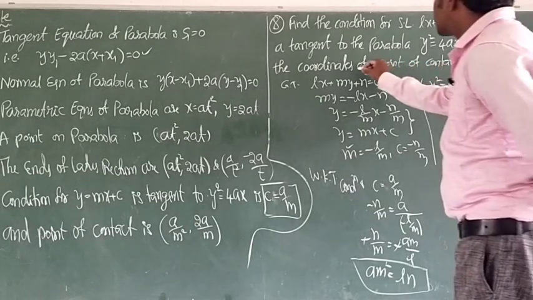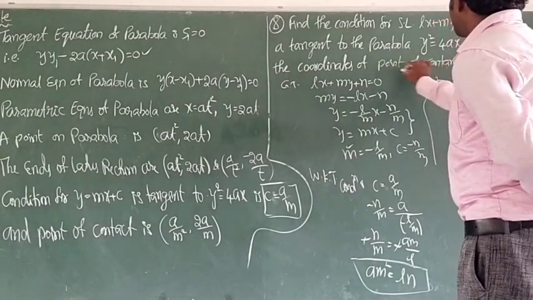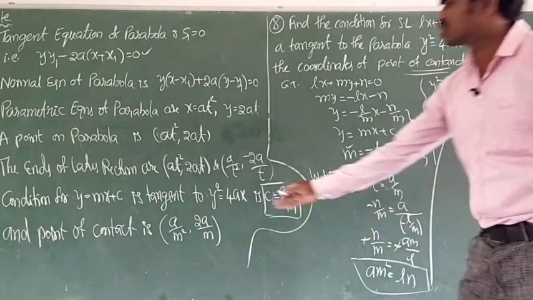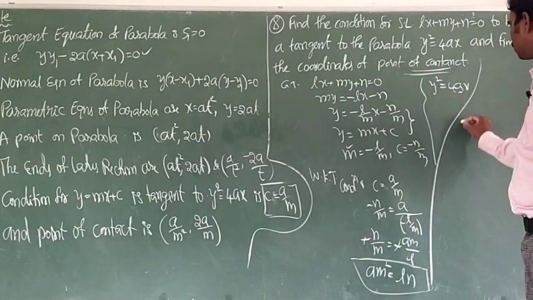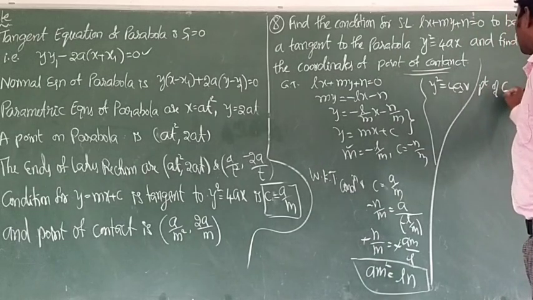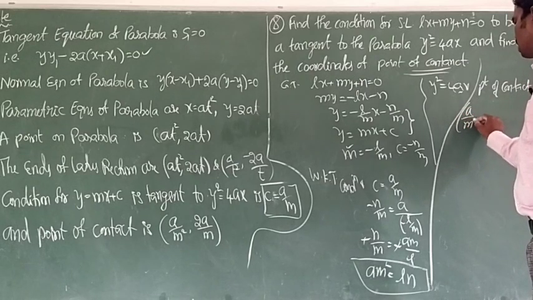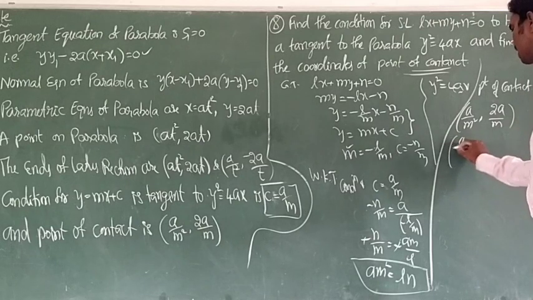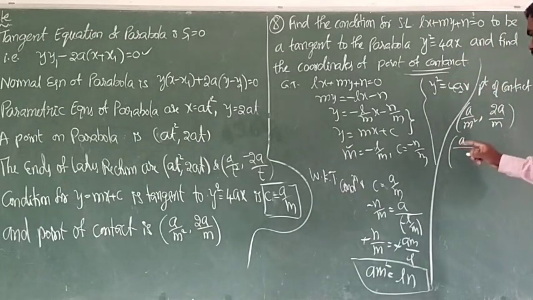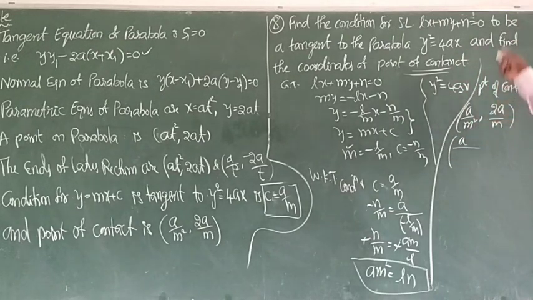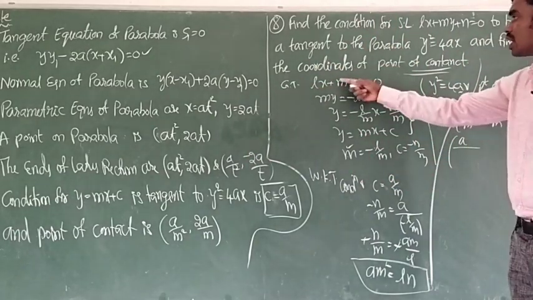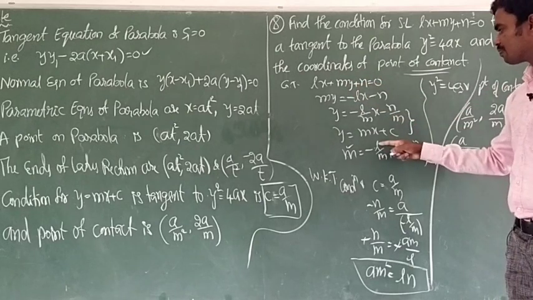Next, the coordinates of the point of contact are also asked. Okay. What is the point of contact formula? a by m square comma 2am. So the point of contact is a by m square comma 2a by m. So a means a only here also because of the same parabola, but m means the slope of the line y equal to mx plus c. So here the slope of the line lx plus my plus n is minus l by m.